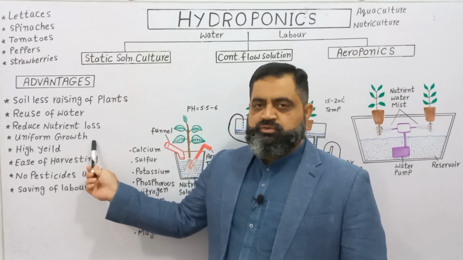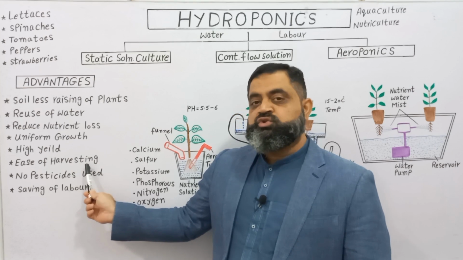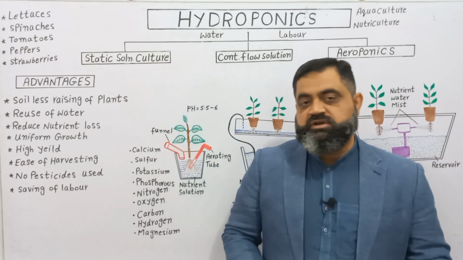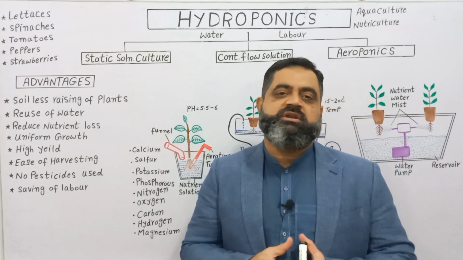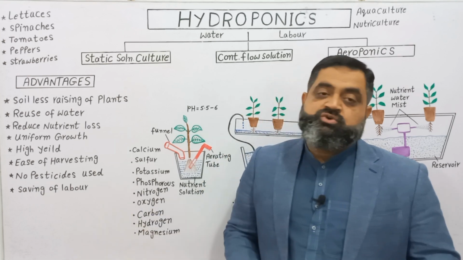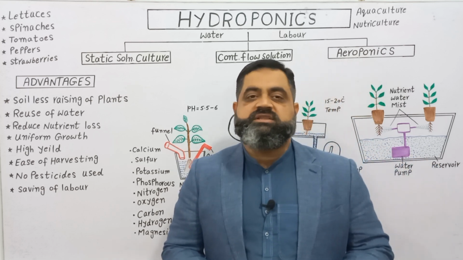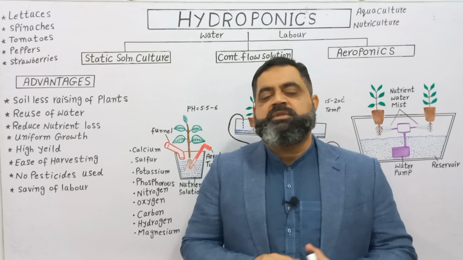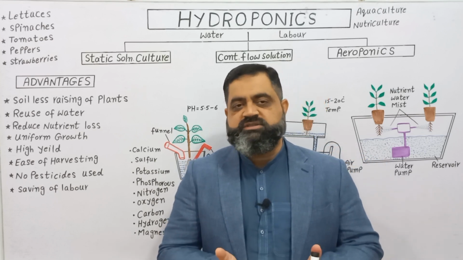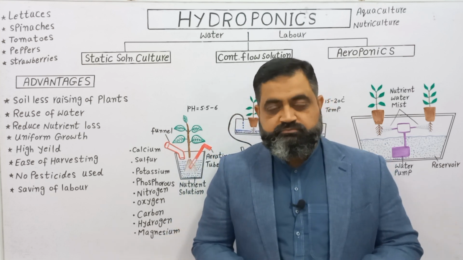Plants show uniform growth and also produce high yield. There is also ease of harvesting, and there is no use of pesticide, herbicide, or fungicide, which reduces pollution in the atmosphere and in water. Also, there is a saving of labor, because it is very easy to cultivate those plants in a very small space, in your home, on the rooftop, in your lawn or anywhere else.